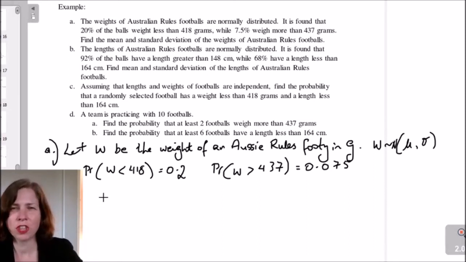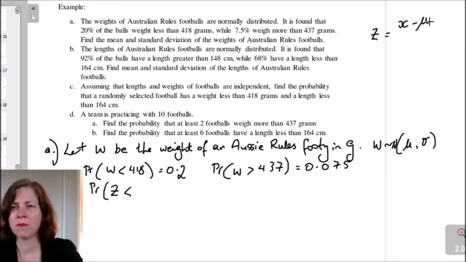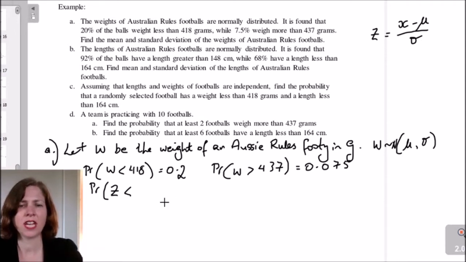Now I need to convert those into Z values. So let's rewrite this one, the probability that Z is less than, and remember I'm using this equation, Z equals X minus mu over sigma, where mu is the mean and sigma is the standard deviation. So now my X in this case is my W. So it's 418. So I've got 418 minus the mean, which I don't know, over the standard deviation, which I also don't know. But this still equals 0.2.